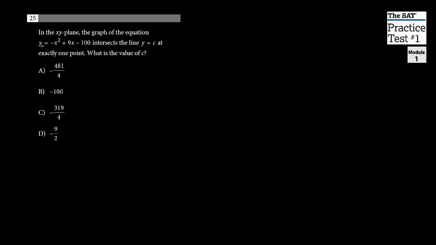We've got a quadratic here. It's an N-shaped quadratic and it intersects the line y equals c, a horizontal line, at exactly 1 point. What is the value of c? Well, if this N-shaped quadratic is going to meet a horizontal line at only 1 point, it must meet at its maximum. So there's an N-shaped quadratic, and if this horizontal line y equals c is going to meet at 1 point, it must be here.